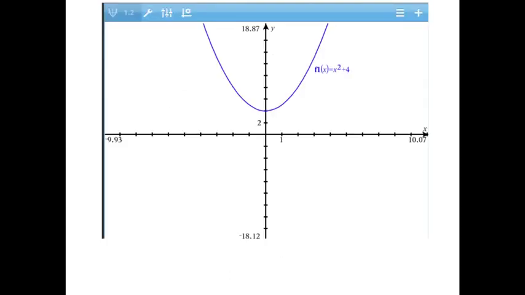Looking at that on a graph, we can see that there are no places anywhere on this parabola, which is the graph of this equation that we're looking at here, where this crosses the x-axis. So if the solutions to the equation are the x-intercepts, and there are no x-intercepts, well, there's no solution to the equation.